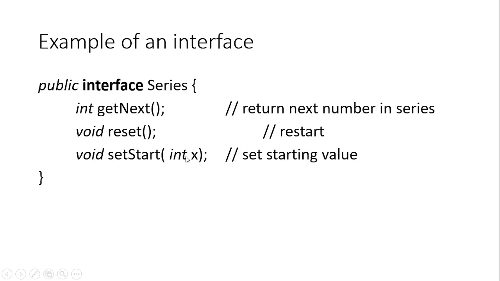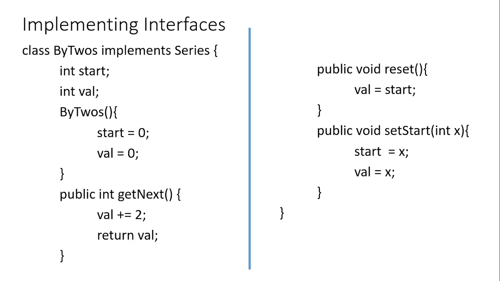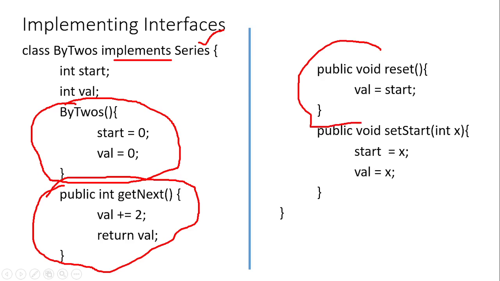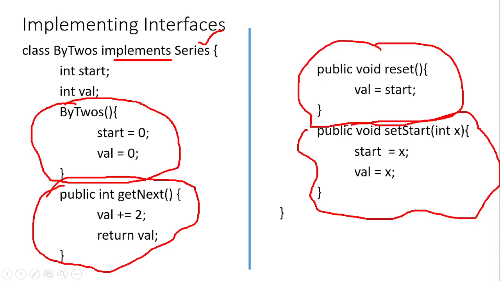If this interface has to be implemented by a class, what will that class do? Remember the word is implement. The class implements the interface, and you have to write the body for all the methods which are defined in the interface. Remember, the class can have its own methods. There is nothing that says the class has to have only those methods. A class can have its own methods.